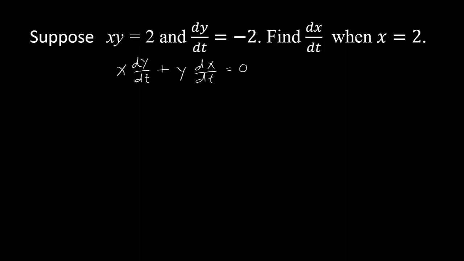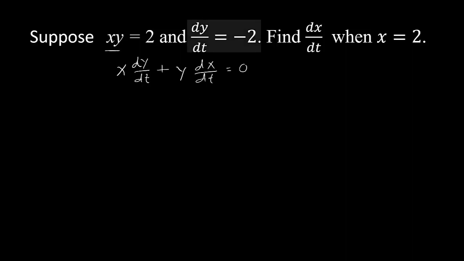Suppose xy is 2 and given dy/dt is -2, you need to find dx/dt when x equals 2. So when you take the derivative of xy, you can use the product rule. First keep your x, derivative of y will be dy/dt, plus now keep y, take x, derivative dx/dt. And then the right hand side is a constant, derivative is 0. So you got this quantity here.